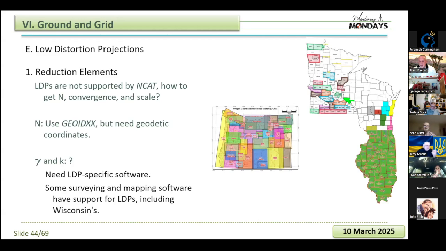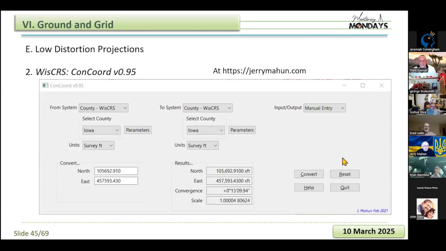Some states have software, some mapping software or some GIS software, where you can generate that information. Because we maintained our own coordinate systems in Wisconsin, we didn't have that kind of software. So I finally got around to it. I wrote one about 5 years ago.